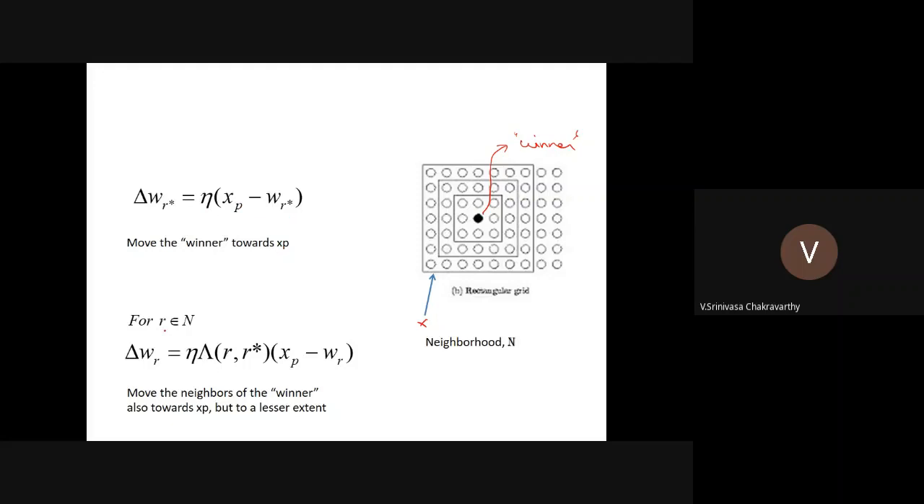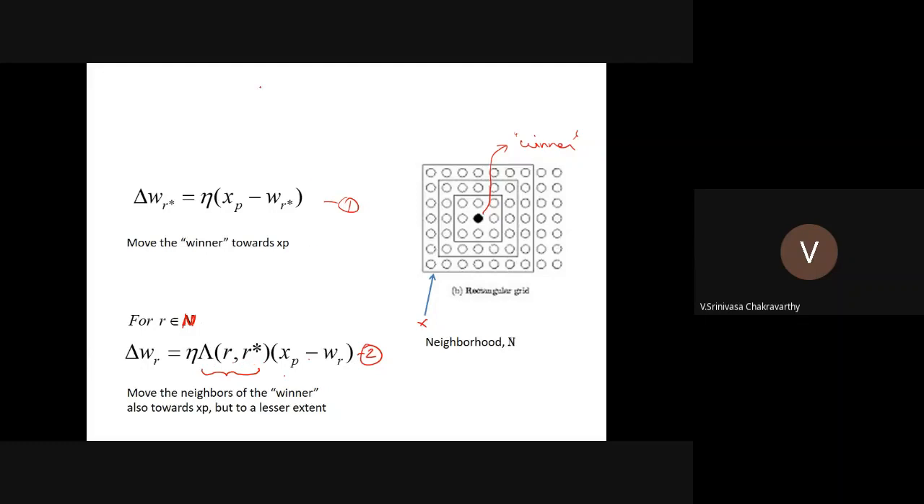Now for all other r which are inside this neighborhood, this special N, which has all these neurons inside the square, update their centroids, which is W_r, using this equation, which is only a small deviation from this equation. What's the difference between equation 1 and equation 2? In equation 2, we have this additional term, which is capital lambda of r, r star, which has a high value for r close to r star and low value for r far from r star. So this is called the neighborhood function.